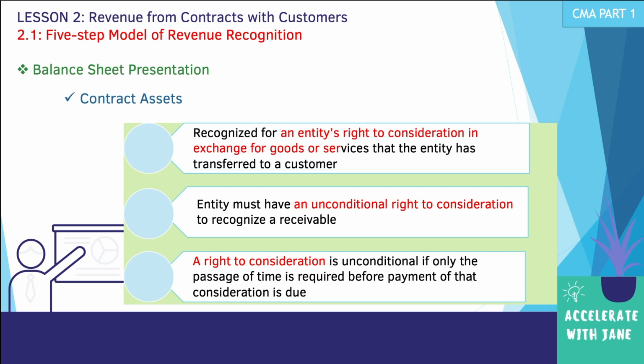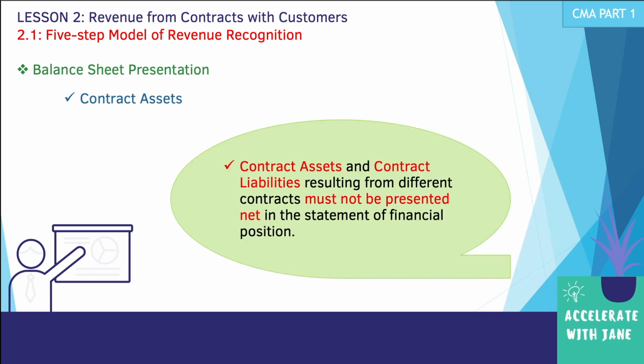For example, if the seller really has the right to receive the amount because it has transferred the control of particular goods and services, and only the passage of time, meaning based on the terms of the contract, for example, if the seller only expects to receive the payment after, say, 3 months, then the seller already has an unconditional right, and it's just the credit terms. So in our balance sheet presentation, contract assets and contract liabilities resulting from different contracts must not be presented net in the statement of financial position, meaning contract assets and contract liabilities should not be netted off. These should be presented separately on the face of the financial statements.